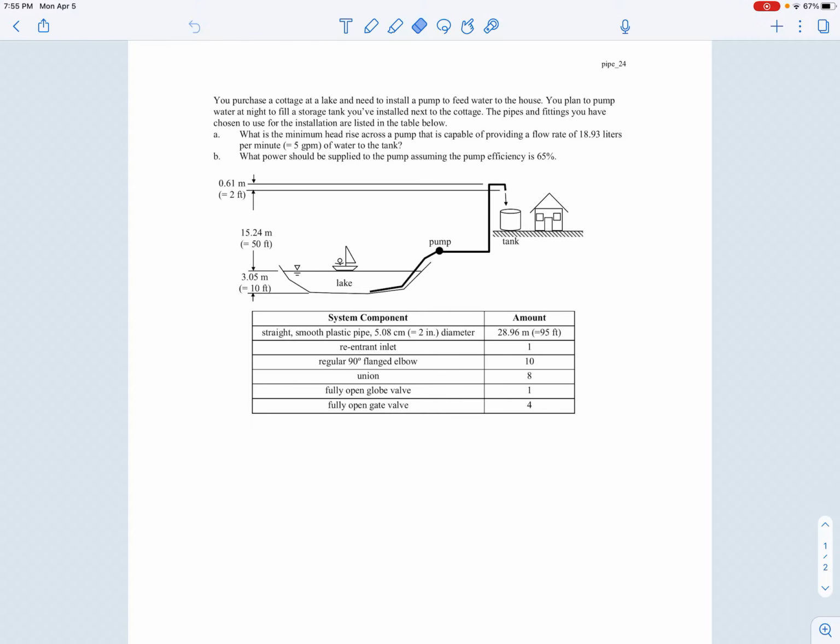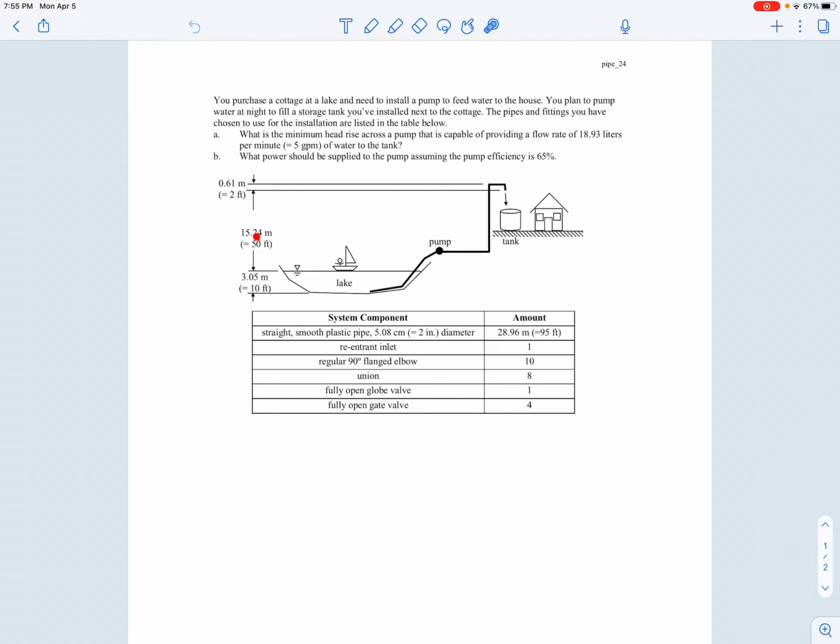Okay, in this example, we're trying to find the minimum head rise across a pump to provide a flow rate of almost 19 liters per minute, or 5 gallons per minute, of water to this tank. So basically what we're doing is we're trying to pump water out of a lake through this pipeline and into a tank at a cottage. And we're told some information about the situation.